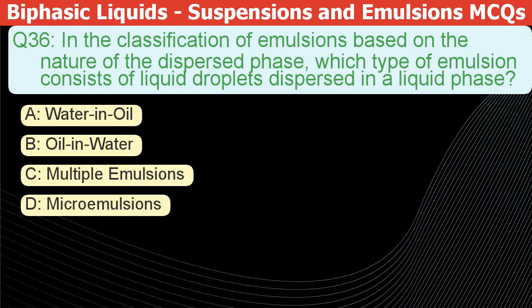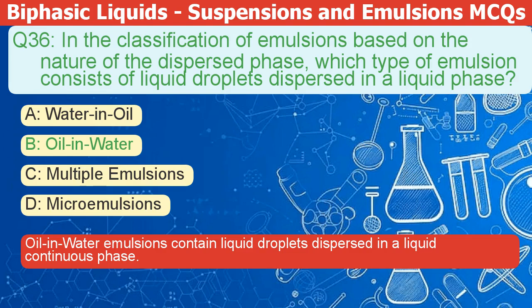In the classification of emulsions based on the nature of the dispersed phase, which type of emulsion consists of liquid droplets dispersed in a liquid phase? A. Water in oil. B. Oil in water. C. Multiple emulsions. D. Microemulsions. The correct answer is B. Oil in water emulsions contain liquid droplets dispersed in a liquid continuous phase.